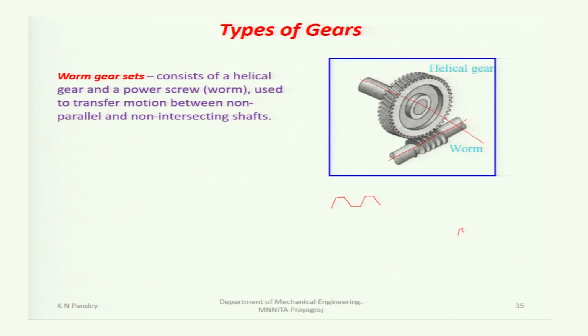Now, worm gear sets. You see, they are used for non-parallel and non-intersecting shafts. This is the axis of the worm and this is the axis of the worm gear. They are non-parallel and non-intersecting. Like you see, this is the gear and this is the worm. The axis of the worm is this one and the axis of the gear is perpendicular to the screen.